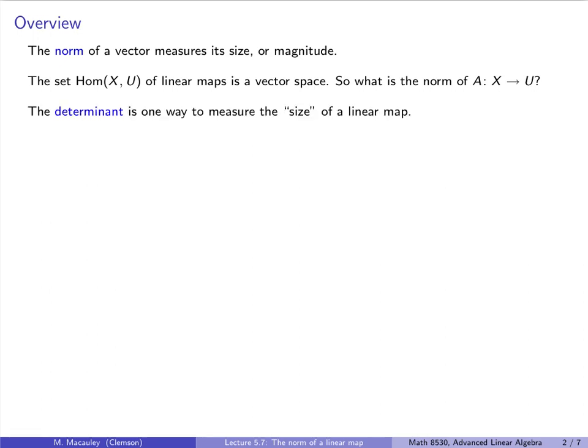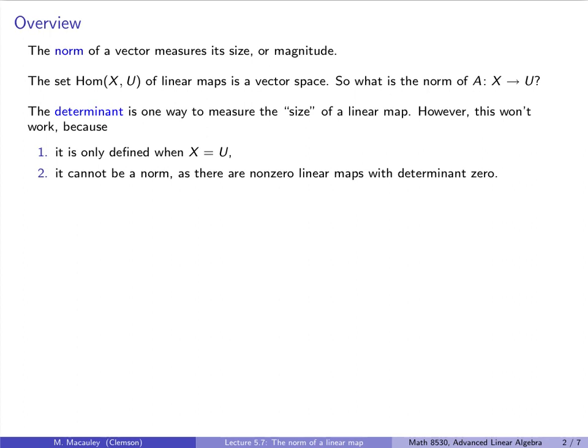The determinant is one way to measure the size of a linear map. However, this won't work for several reasons. First of all, it's only defined when the domain and the codomain are the same space. And secondly, it can't be a norm even when these are the same spaces, because there are non-zero linear maps with determinant 0. And one of the properties about a norm is that the norm of any non-zero vector has to be a strictly positive real number.